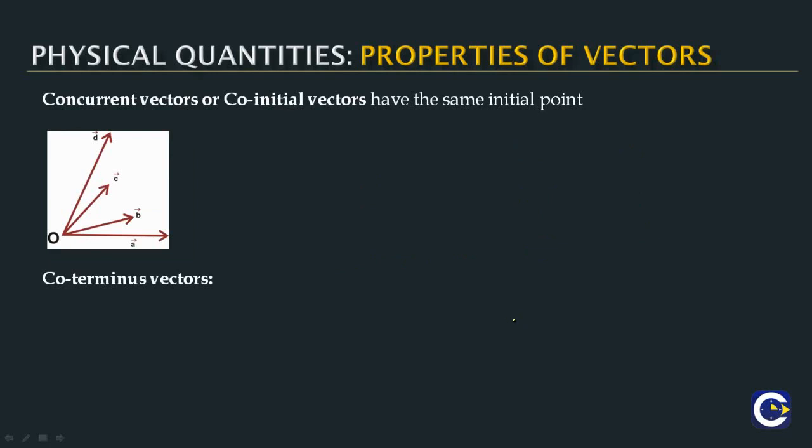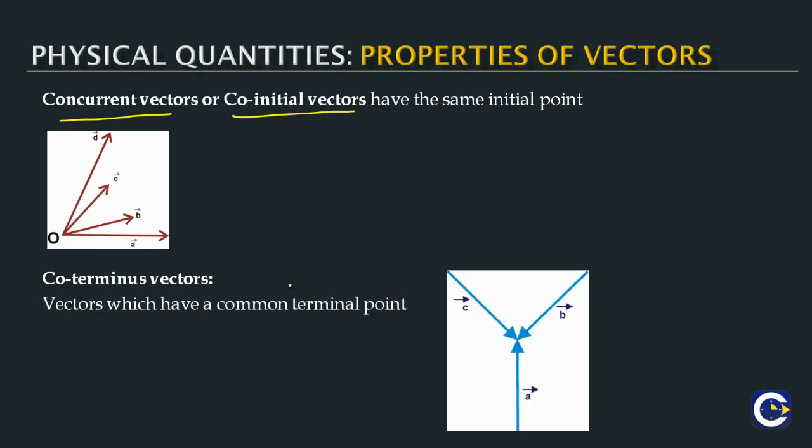Now we also have some more nomenclature that is generally used in terms of vectors. One is co-initial vectors or concurrent vectors. Basically they have the same starting point. You can see all these four vectors given here have the same initial point. And coterminous vectors basically means they have the same common terminal point. You can see all these three vectors given over here, a bar, b bar and c bar, have the same common ending point. So we call them coterminal vectors. So we have concurrent or co-initial vectors, and coterminous vectors which have the same ending point.